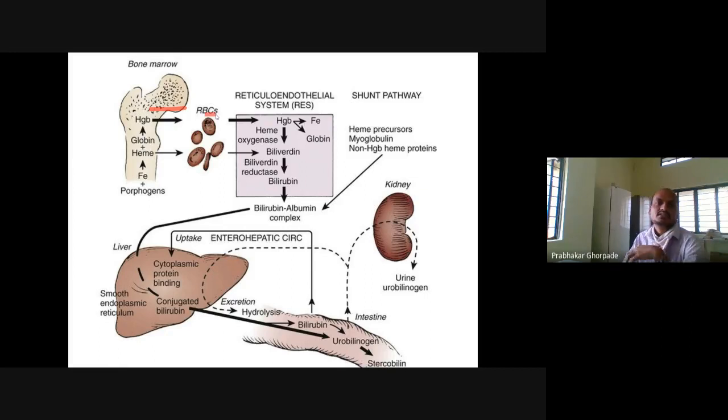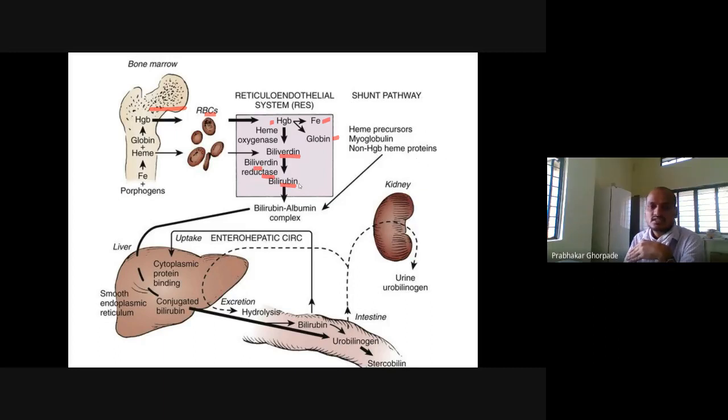And this is our RBC. RBC carries the oxygen, and this is the reticuloendothelial system. After its work is done, around 120 days, the RBC hemoglobin gets broken down into the heme and globin portions, right? Then heme oxygenase converts the porphyrin ring into biliverdin, and biliverdin reductase converts it into bilirubin. And now we have heme precursors, myoglobin, and non-hemoglobin heme protein here.